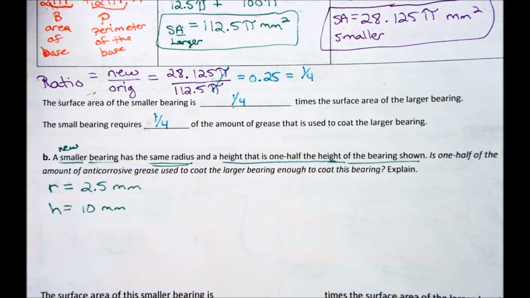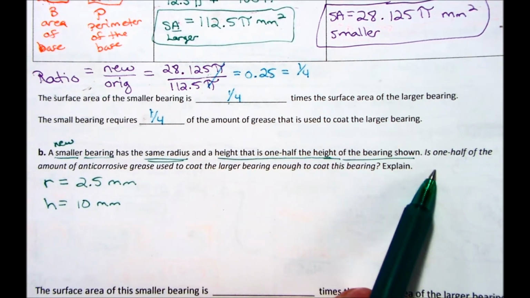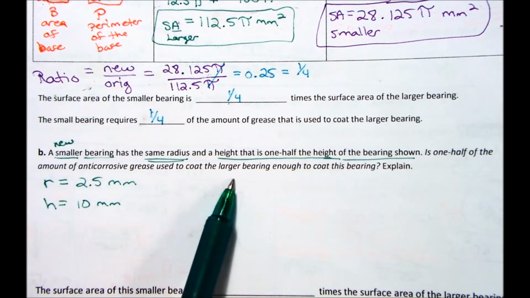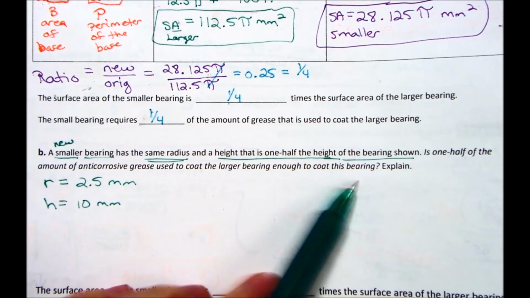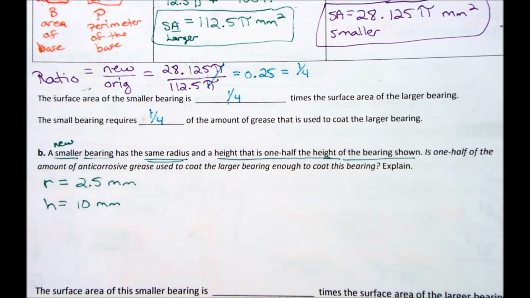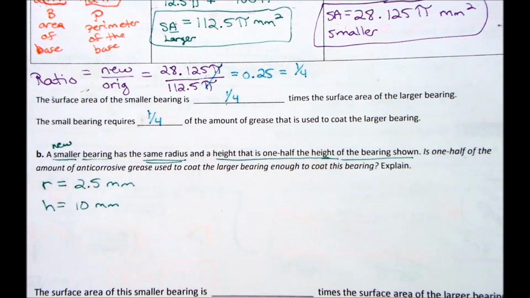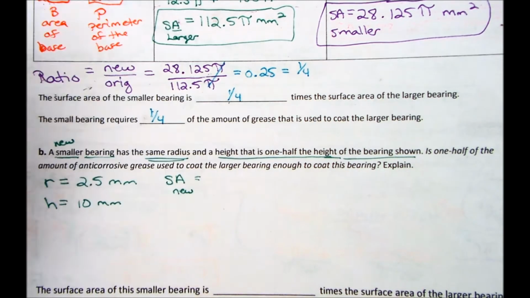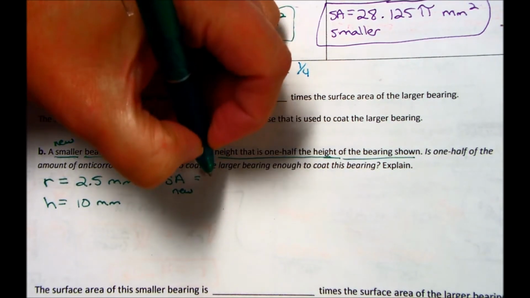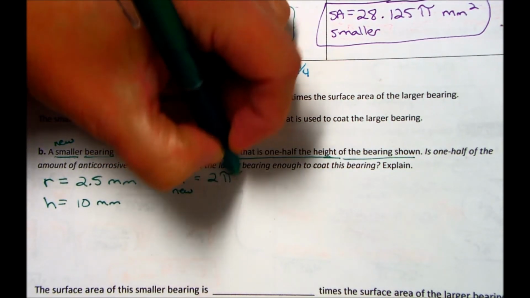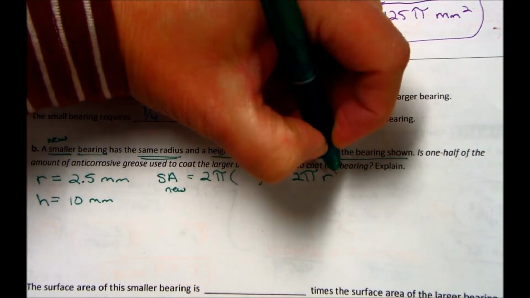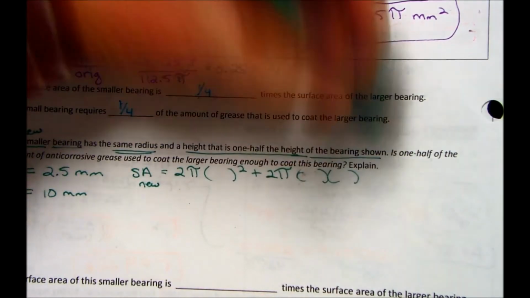We still are going to use the same formula because, again, we're going to want to compare. The question is, is 1/2 the amount of anti-corrosive grease used to coat the larger bearing enough to coat this new bearing? Yes or no, and explain why. So in order to answer that question, we need to, again, find the surface area of this new bearing. So we're going to use the same formula, 2 pi r squared plus 2 pi r h.